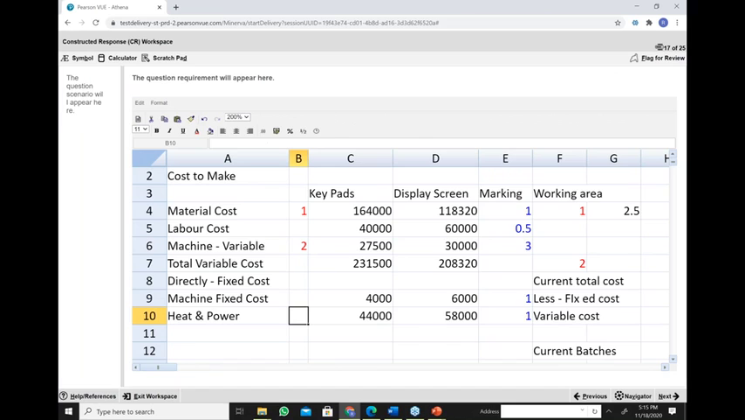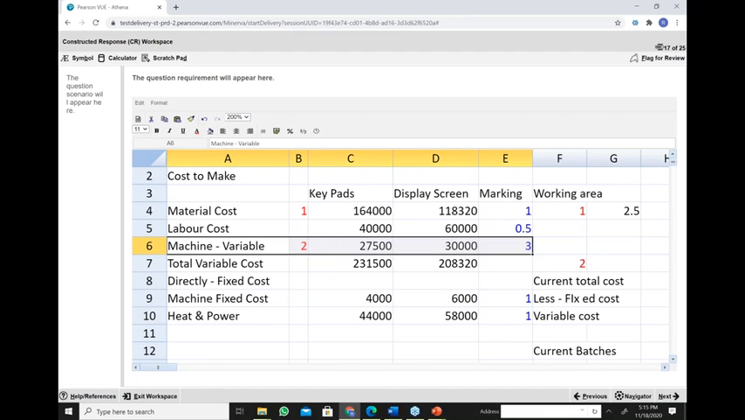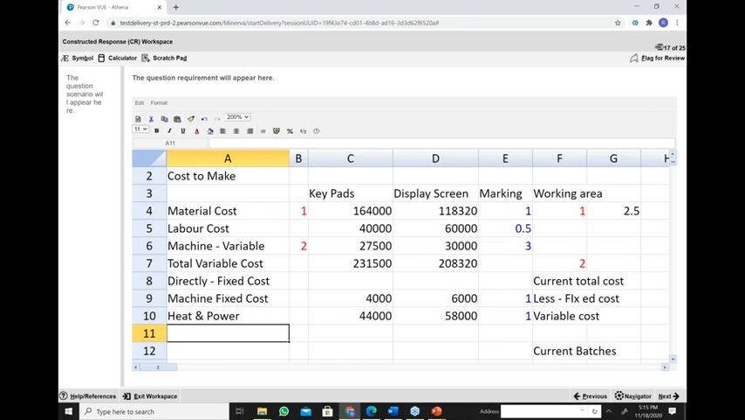And I hope the marking scheme is making things clear. Now just figure out the easy things that were available. Easy things were giving you more and more marks. Like heat and power was the easy thing. Machine fixed cost was an easy thing. Machine labor cost was easy. Material cost was easy. The only difficult thing that I saw here that had the weightage of 3 marks was machine variable. That's it. So we are done with this one as well.